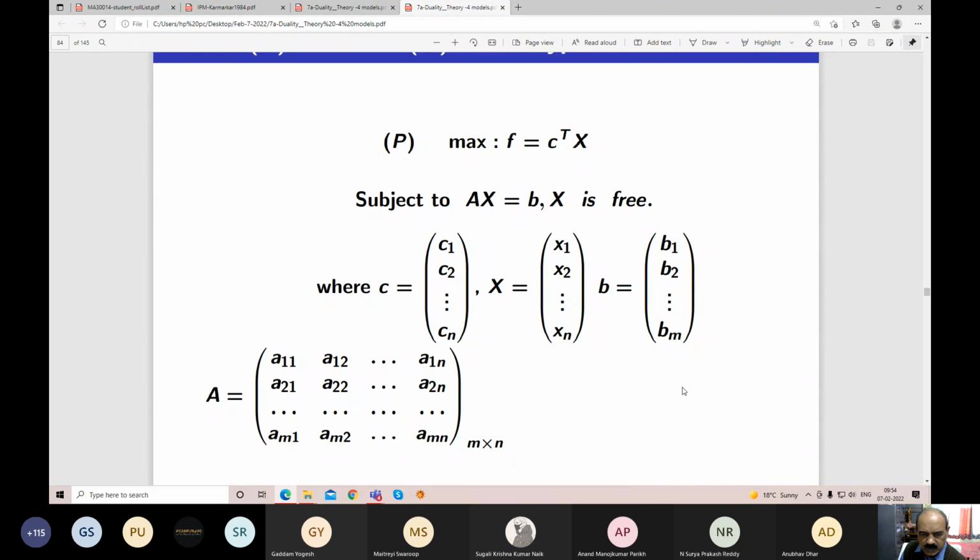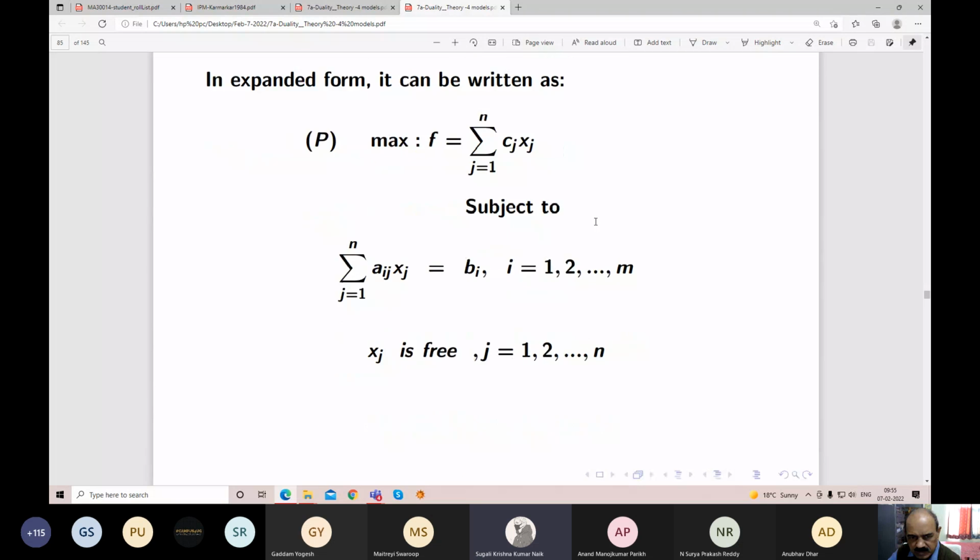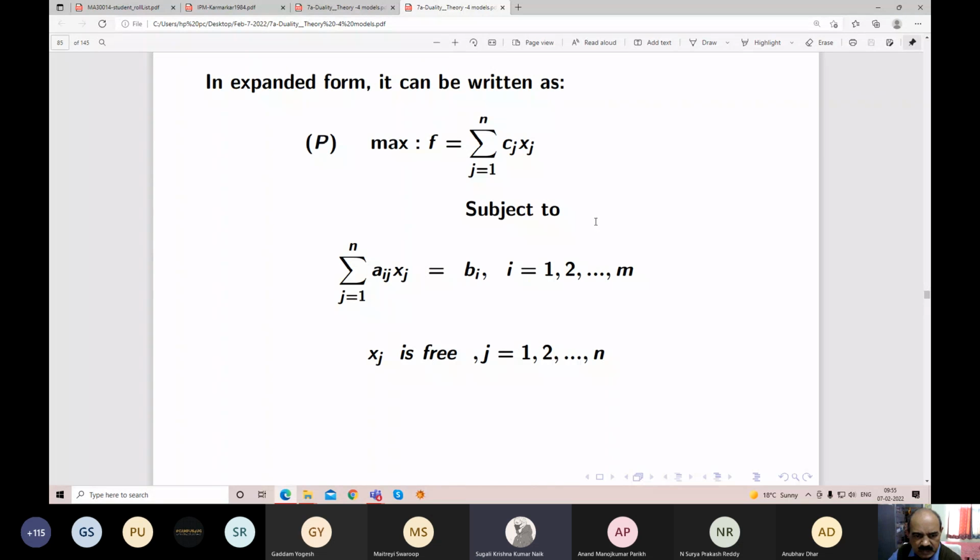So what is the difference between the first problem and the last problem? Generally, for primal, the constants are less than or equal type, and variables are non-negative. Here, constants are equal type. Variable is free. Vector is free. Okay, this is primal, and dual is like this.